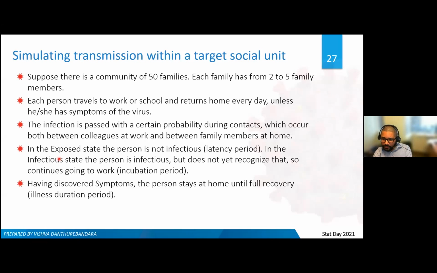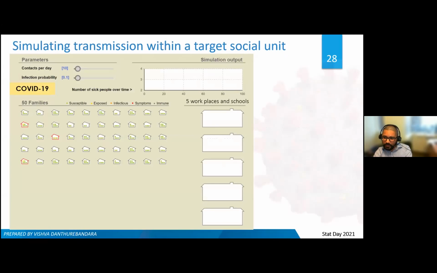And patients stay home if they have symptoms and go to school or work otherwise. So this is the visual representation of the village. 50 families, 5 workplaces or schools. Different families have different numbers of members. At the start, there are 3 exposed individuals in 3 families.